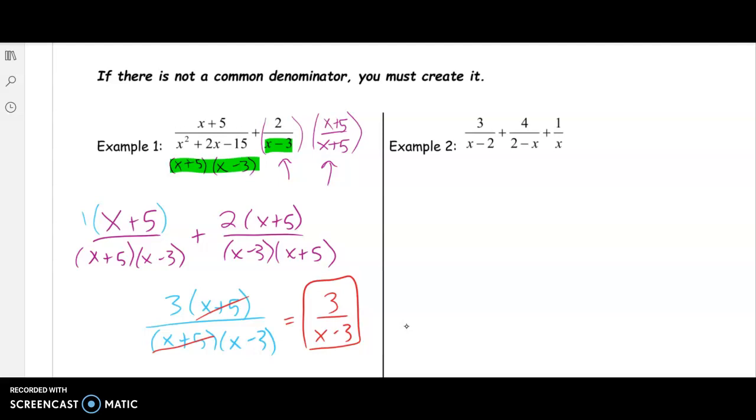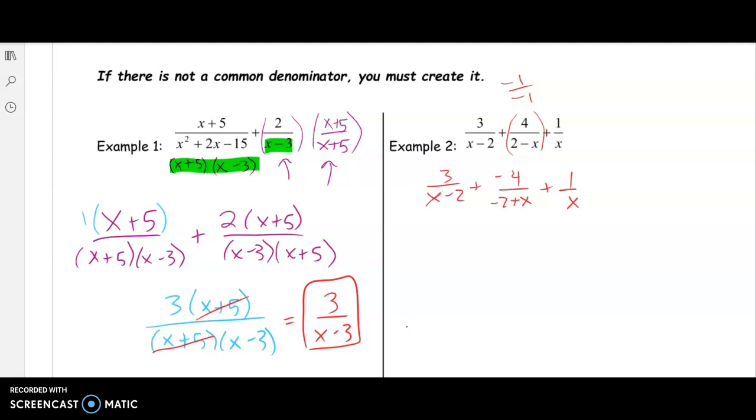Two of the denominators on this one are very similar. One of them is x minus 2 and one's 2 minus x. So what we're going to do is take this whole one and multiply it by negative 1 over negative 1. So let's see what that gives us. 3 over x minus 2 stays the same, but now we have negative 4 on the top and negative 2 plus x on the bottom. Because remember, if we're multiplying that entire denominator by negative 1, it changes the signs for both the 2 and the x.